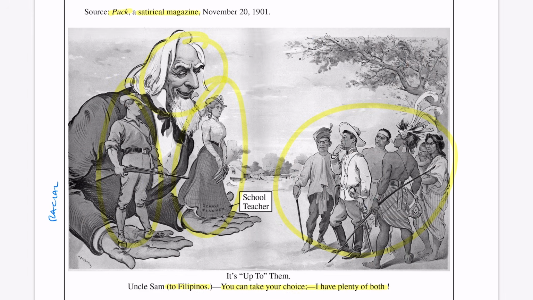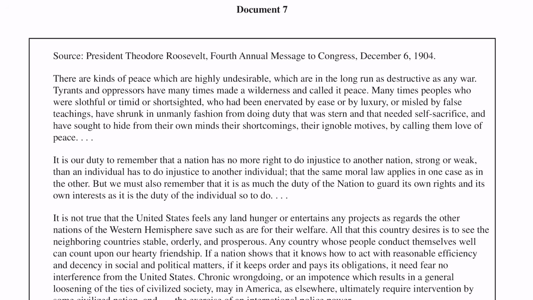So I just want to note that there and move on. And then finally, we need to look at document 7. This is from President Theodore Roosevelt, his 4th annual message to Congress in 1904. Okay, now this is an interesting document because he says it is not true that the United States feels any land hunger, which actually directly contradicts what we saw in that image in document 4.